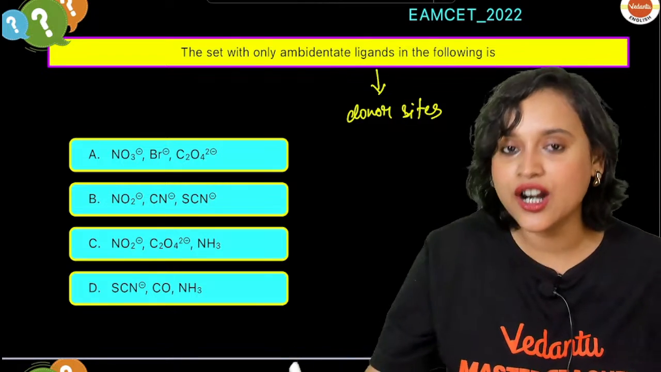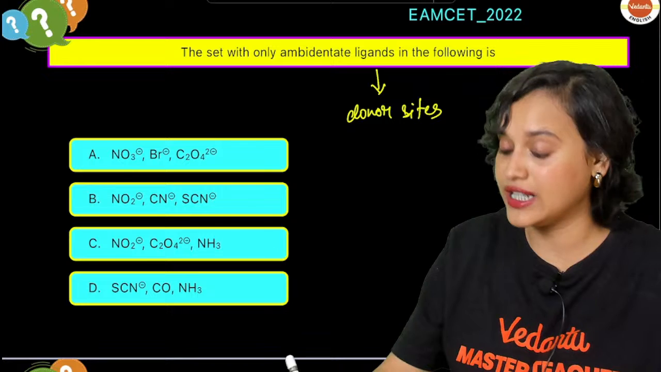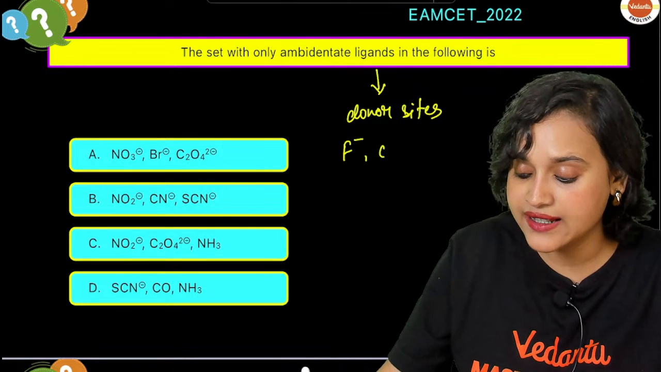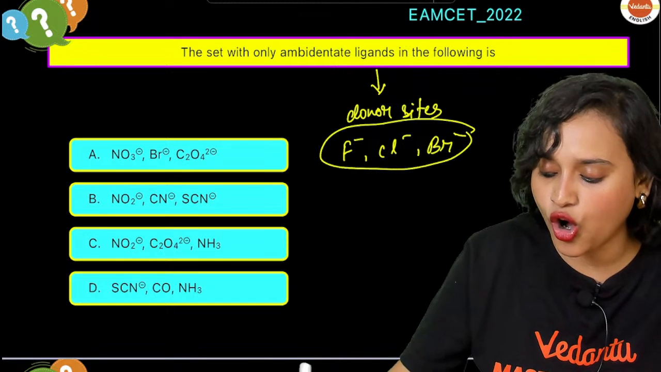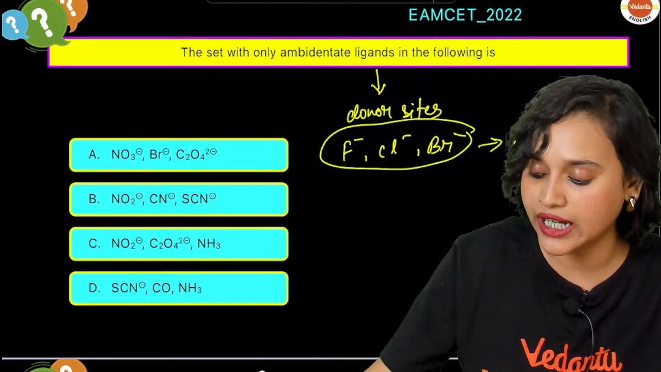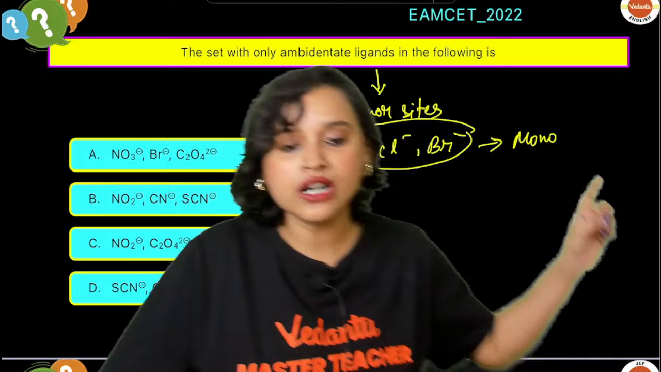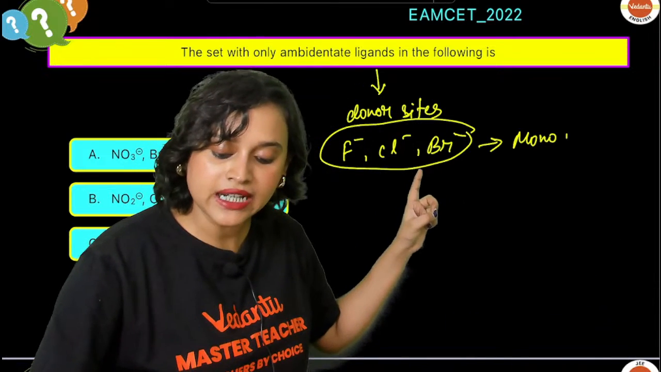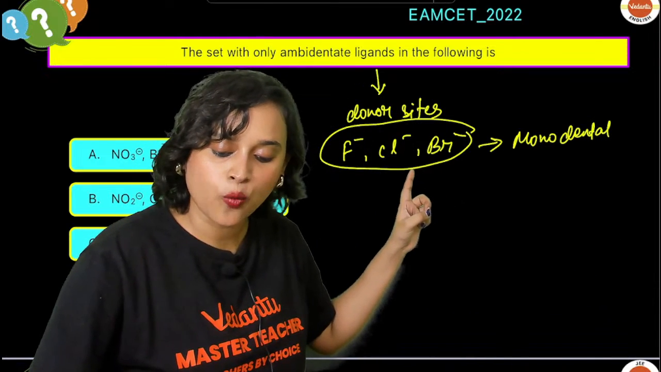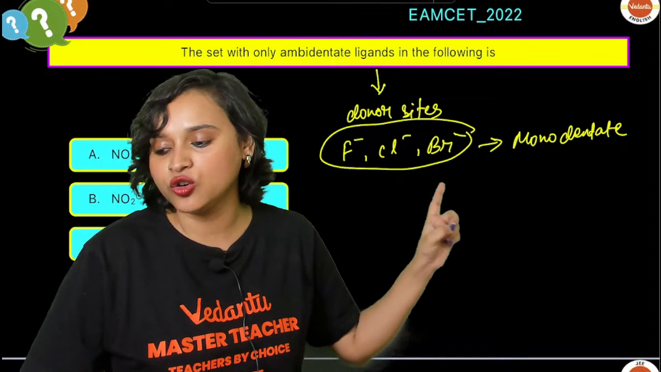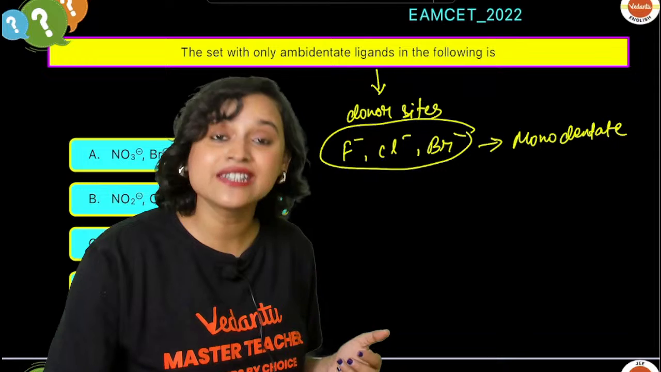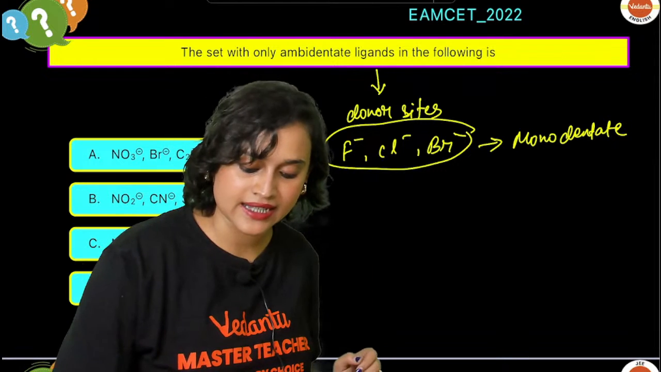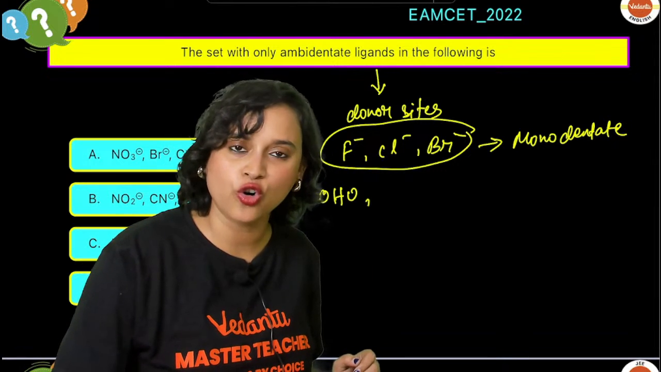Now, there are different donor sites, like F minus, Cl minus, Br minus. These are all monodentate. Monodentate means they can only hold on to the metal atom with just one finger or one donor site. Alright, very good.